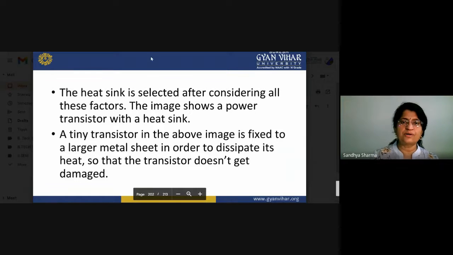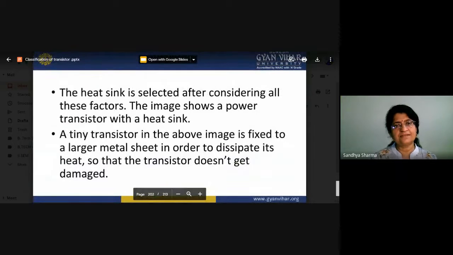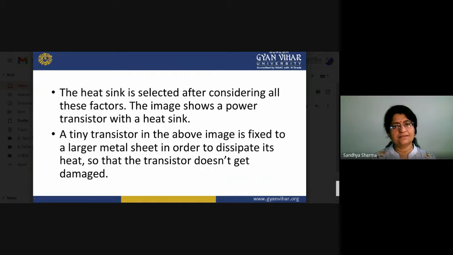So it is a very important part how we can insert our heat sink in the small piece of transistor. The transistor is just a tiny device, and it will be inserted into the large metal sheet.